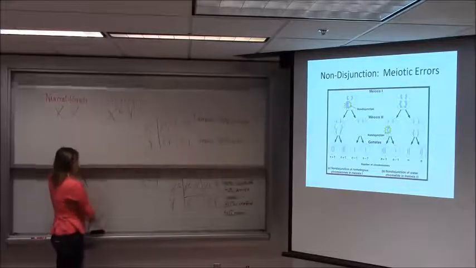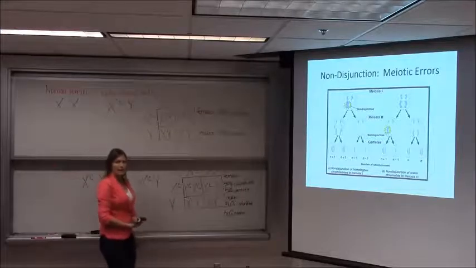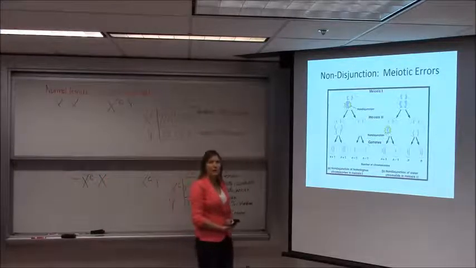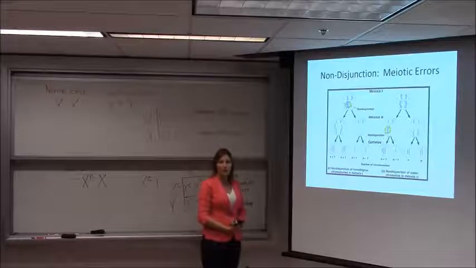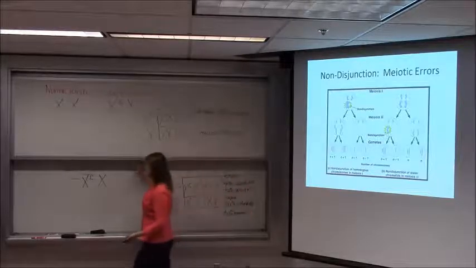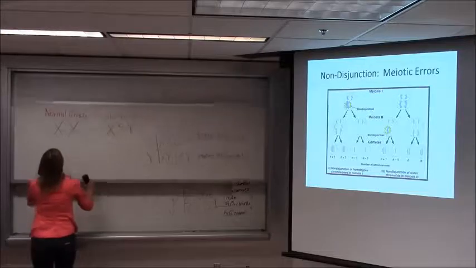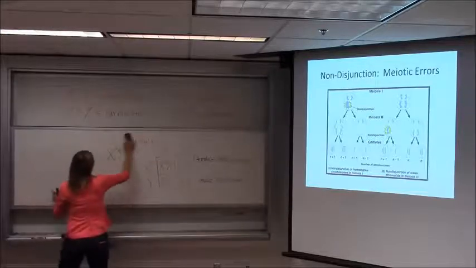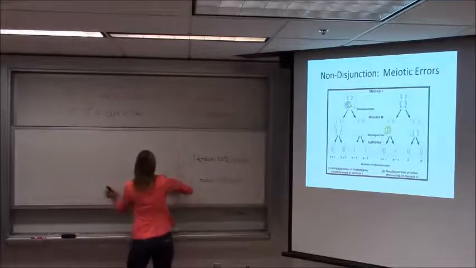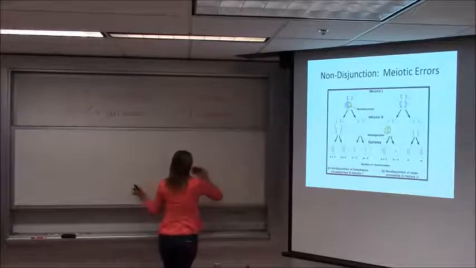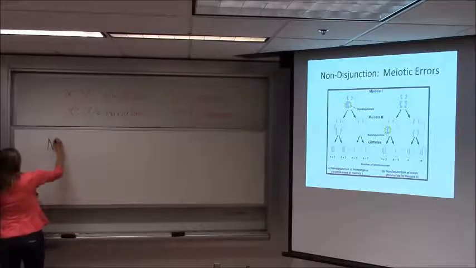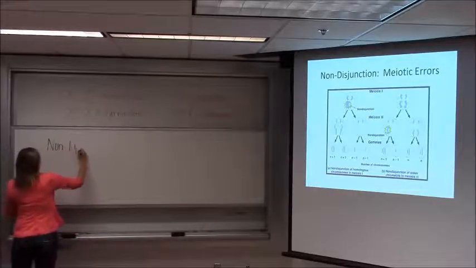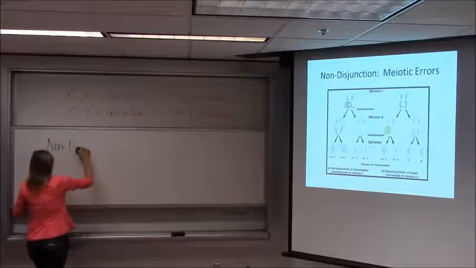What happens if there's an error in meiosis and we don't end up with the correct number of chromosomes? Well, let's look at two examples of this. This can happen in meiosis 1, or it can happen in meiosis 2. And it's called nondisjunction. It's when the chromosomes don't separate correctly during meiosis. Nondisjunction. It would help if I spelled it correctly.